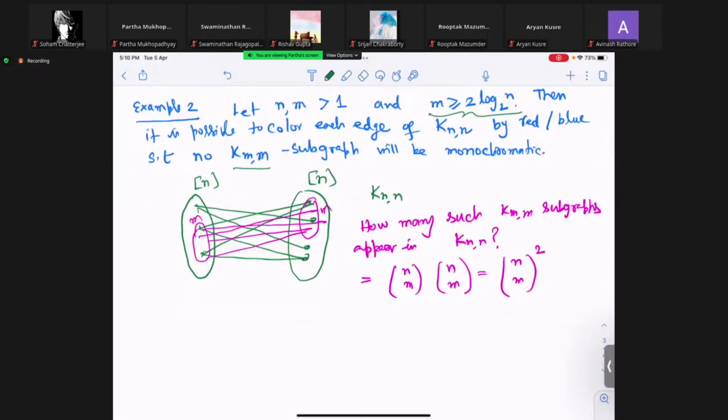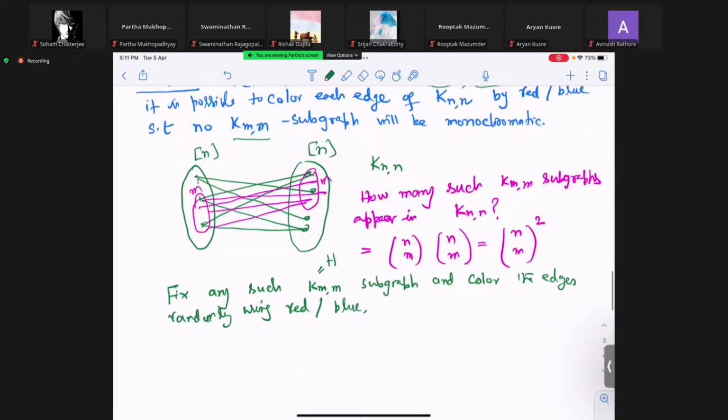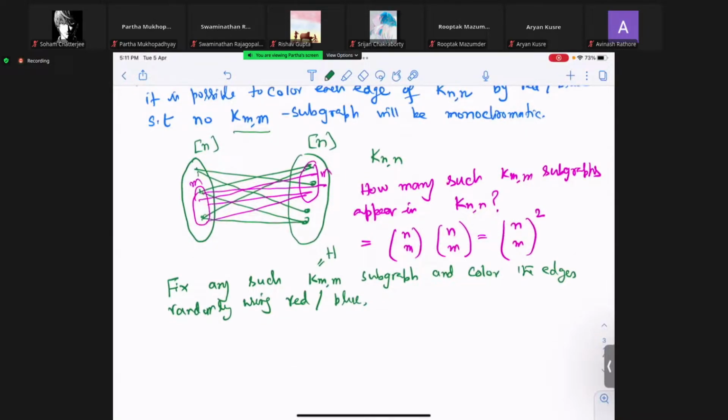So if you fix any such K_{m,m} subgraph, call this subgraph maybe H, fix any subgraph H, and color the edges randomly using red or blue. Then what is the probability that the subgraph will be monochromatic?